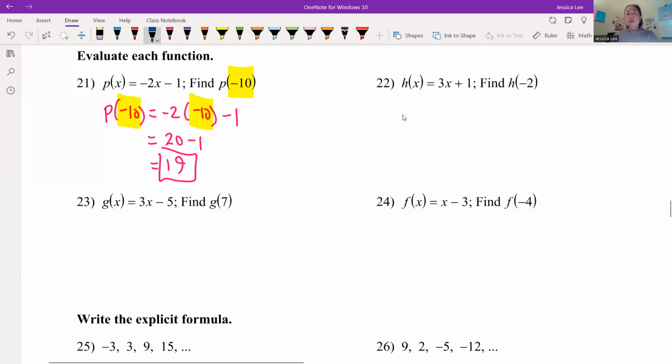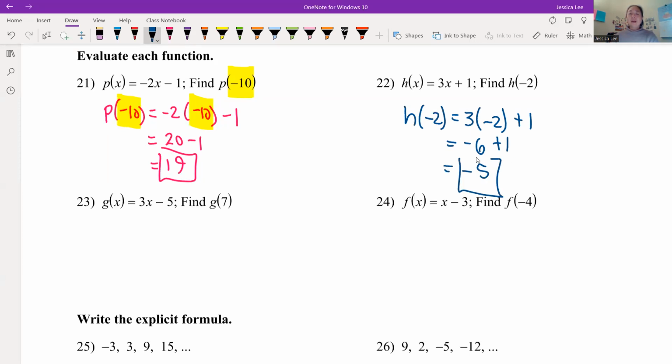All right, so h of x. We want to find h of -2. So here's h of -2 is equal to 3. When we get to x, we're going to plug in -2, plus 1. 3 times -2 is -6 plus 1. -6 plus 1 is going to be -5. Yay! All right. And remember, I do need to see your work. I need to see you plug them in, because if you don't, then I don't know how you got it. Maybe you just like the number -5. Who knows, right?